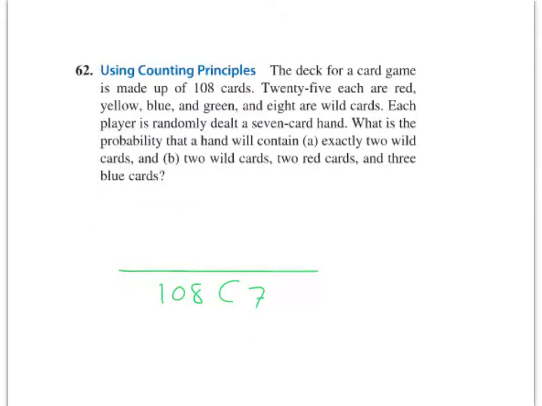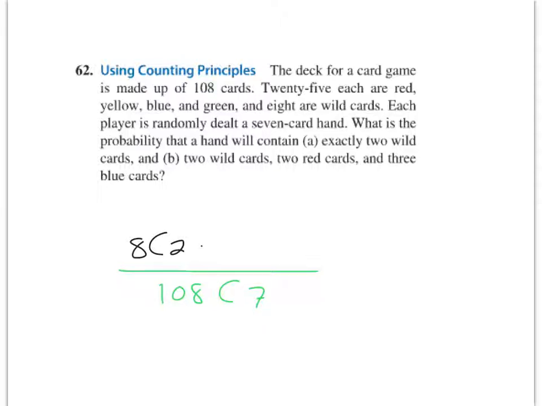Okay, now for the second problem, I need to get 2 wild cards, 2 red cards, and 3 blue cards. Again, my bottom number, there's going to be a lot of different ways that I can deal 7 cards from 108, but all that is going to be right here, 108C7. And up top now, I need to get 2 wild cards. There's 8 wild cards, so that's 8C2.